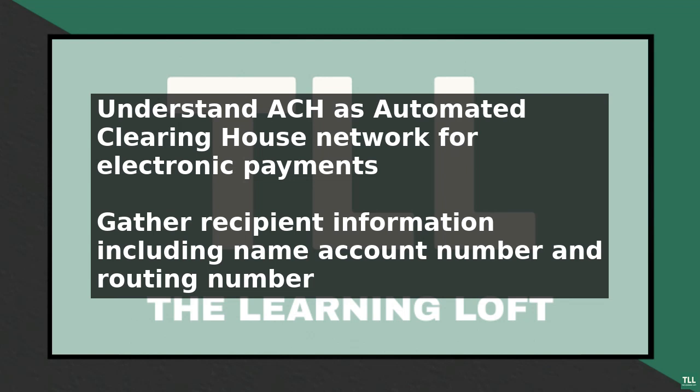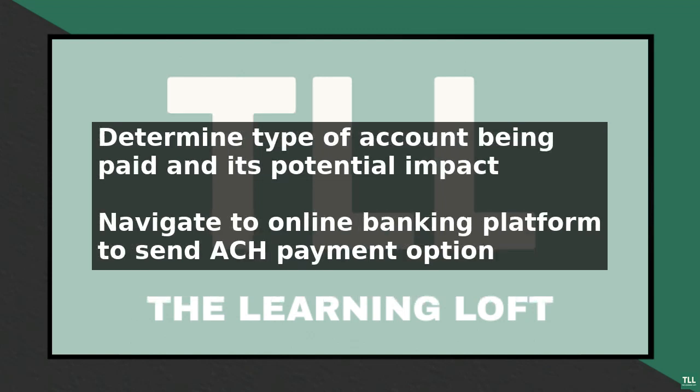bank's routing number. The routing number is a 9-digit code that identifies the bank, and you can usually find it on the bottom left corner of a check or on the bank's website. Next, determine the type of account you are paying, which can be either a checking or savings account. This information is crucial as it may affect the processing time and any potential fees associated with the transfer.